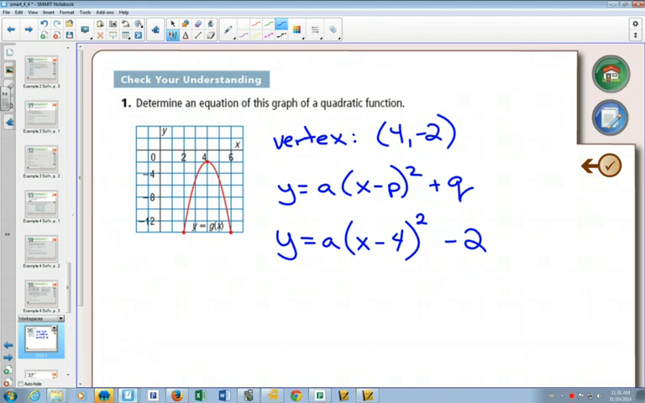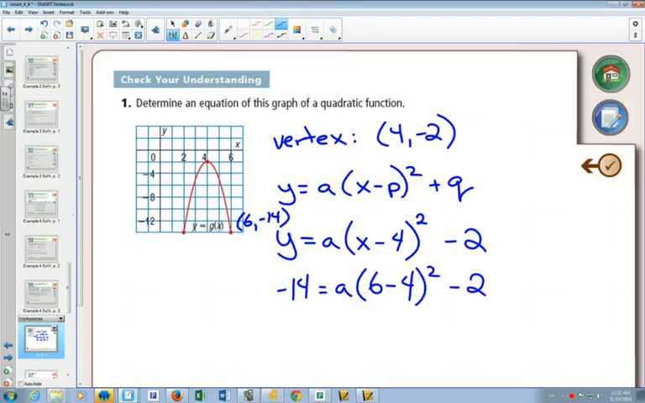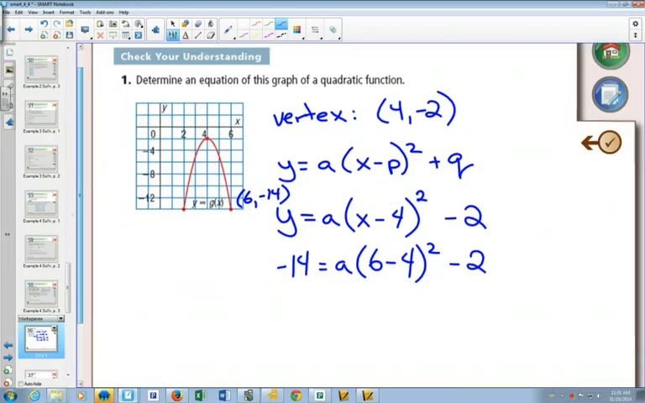Can you see that we know another point? Right down here we have 6 comma -14. Can you see that you know another point on your graph? And so, if I know another point on my graph, I know that when x is 6, y is -14, and if you plug in that point, the only thing that you don't know in your equation right now is a.